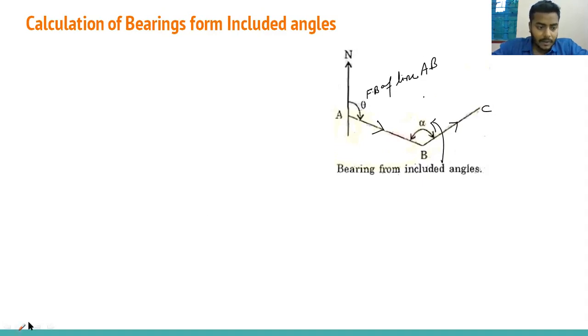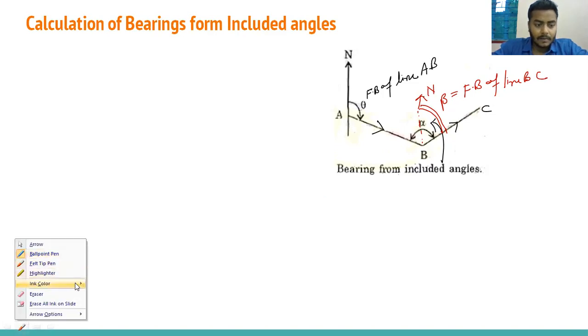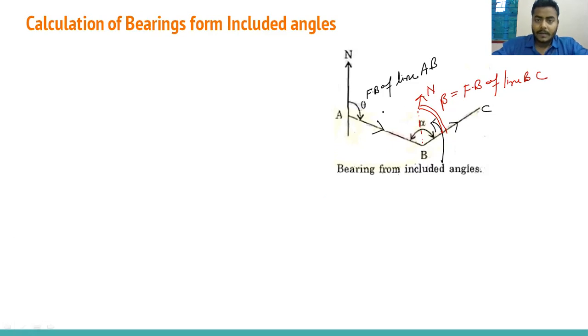Now I'm drawing again. This is the north at the B position. So we can write the forebearing of line BC. Suppose I'm taking this angle as beta. So what will be the beta? Beta will be the forebearing of line BC. From the trigonometry, what we can write? This is theta, so this angle would be 180 degrees minus theta.